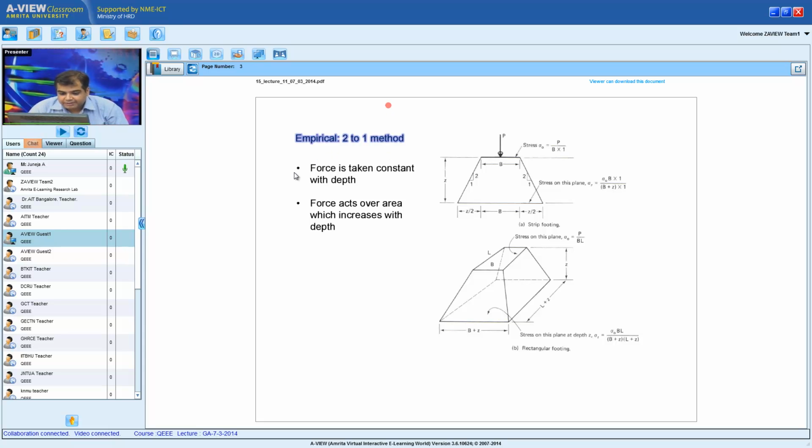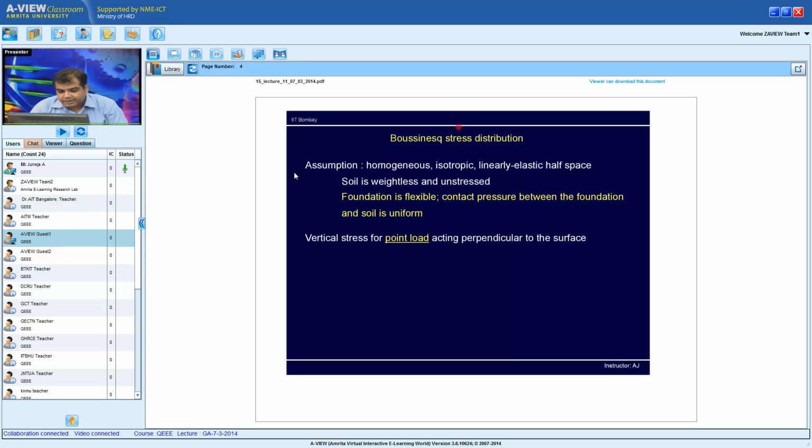Having said this about 2:1, it's a good idea to look at what we normally would like to follow in case we look at an elastic material.